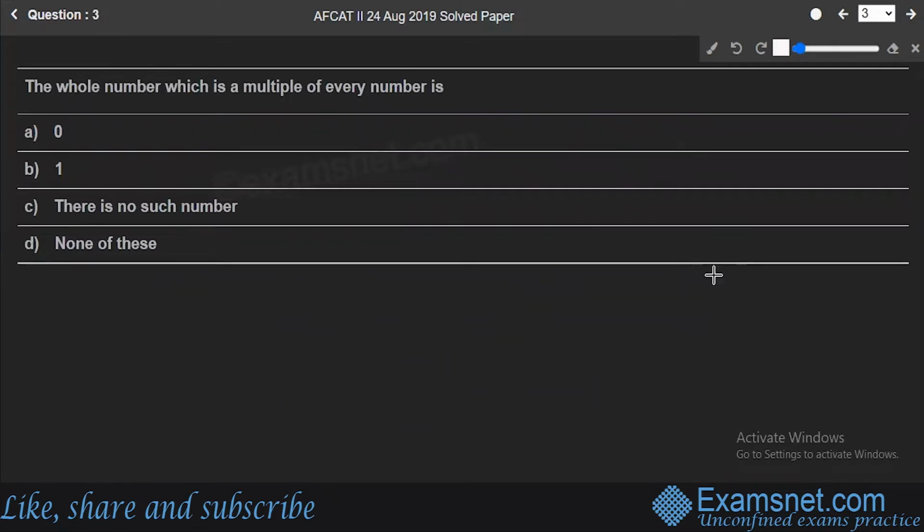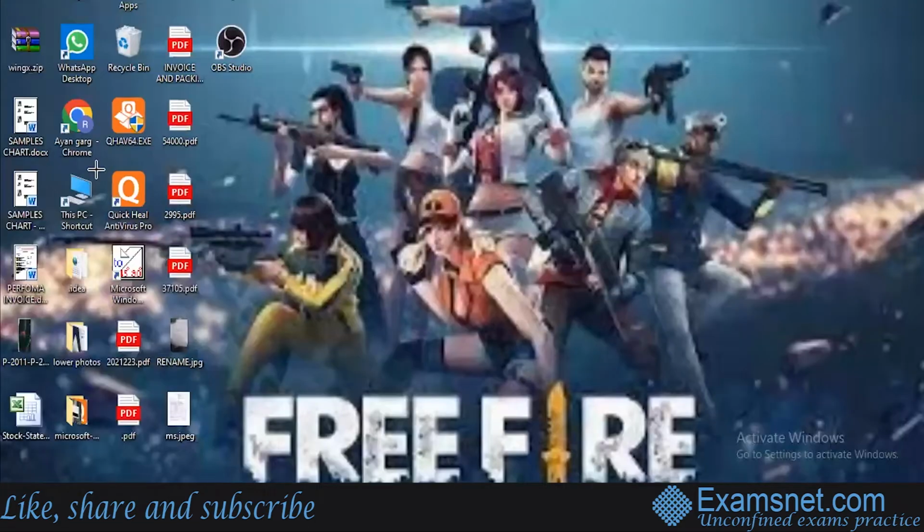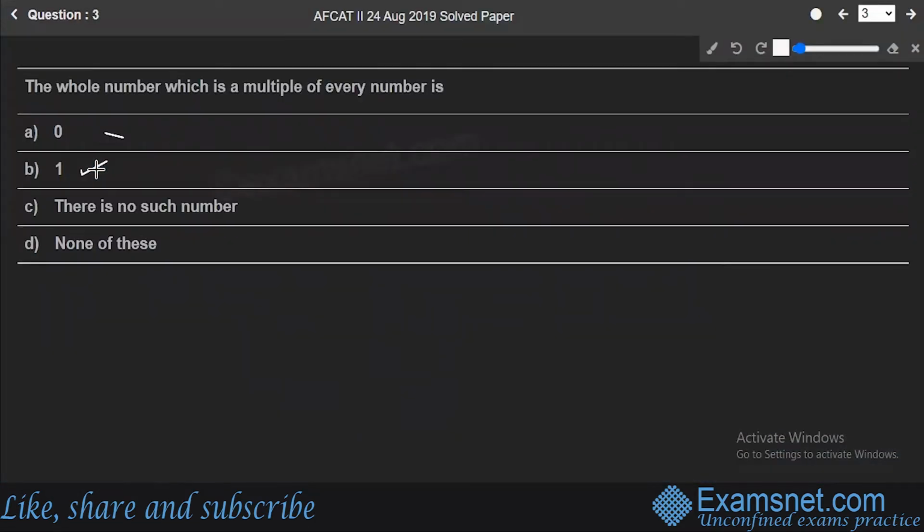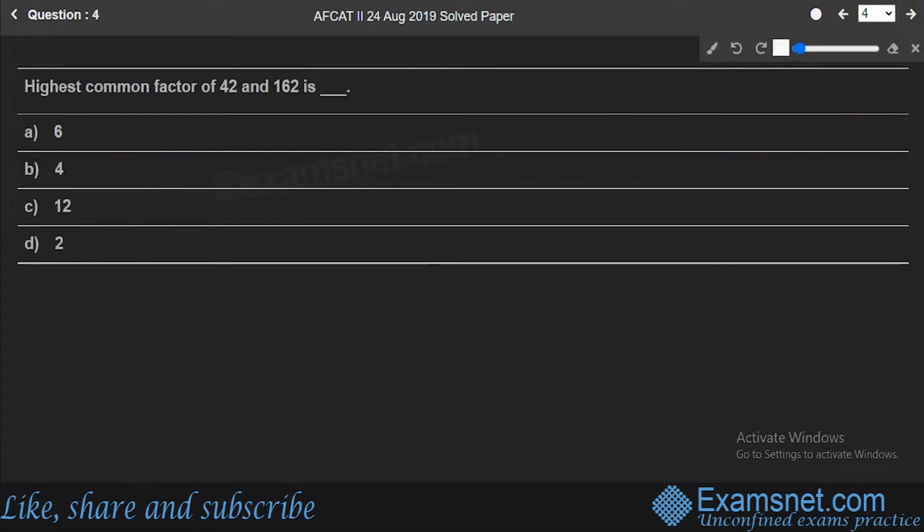See, you can't have 0, the whole number which is a multiple of every number. You can't have 0 in that. Obviously, it's 1. 1 is such a number which is a multiple of every number. So option B is again the correct answer to the question. Let's move to the next question.